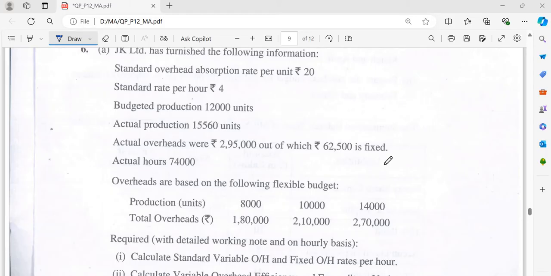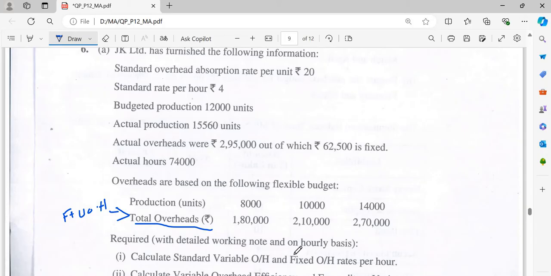Actual hours 74,000. Overheads are based on the following flexible budget. For standard, they have given a budget, right? For 8,000 units, 10,000 units and 14,000 units, they have given total overheads. Here, the trick is this is mentioned as total overhead. That is fixed plus variable overheads. That is your total overheads here.